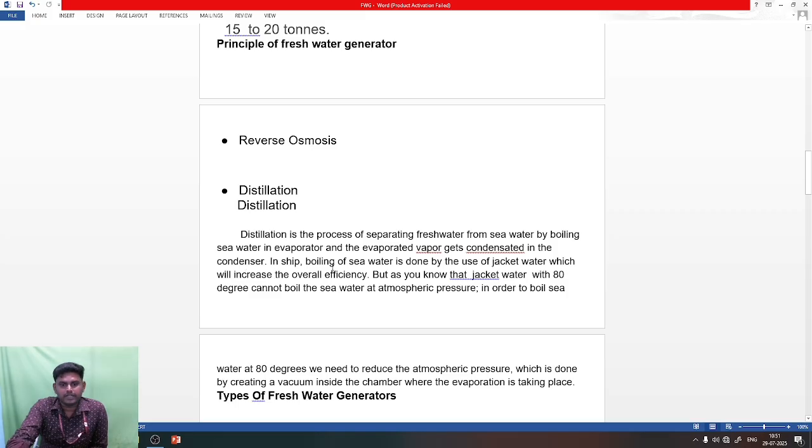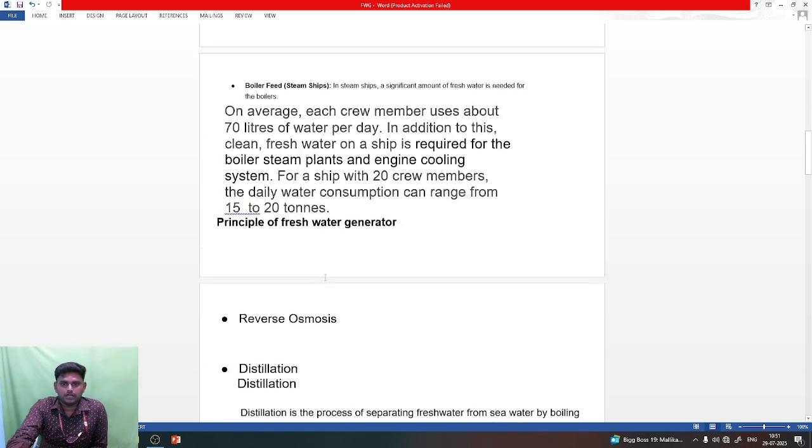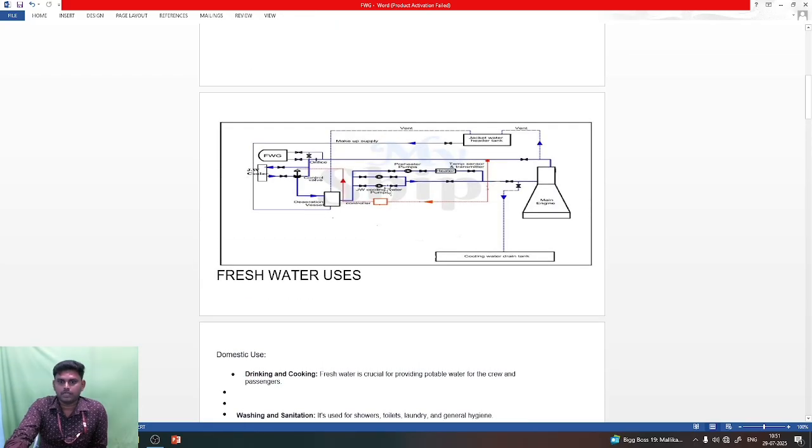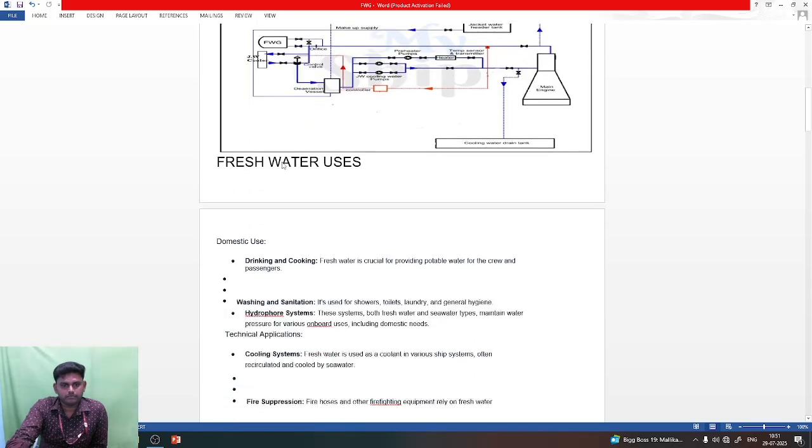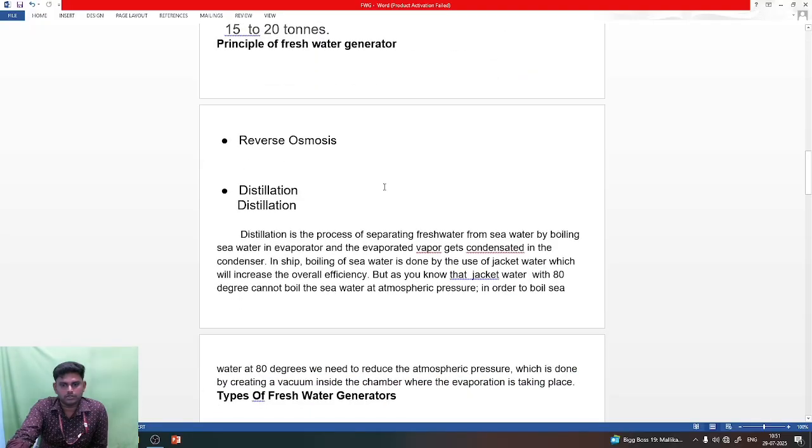The boiling of seawater is done by the jacket cooling water, which increases the overall efficiency. And as we saw, the engine outlet water goes to the freshwater generator. The engine outlet temperature is around 80 to 85 degrees Celsius, and it goes to the freshwater generator. Here also this is mentioned: the boiling of seawater is done by the jacket cooling water, which will increase the overall efficiency.